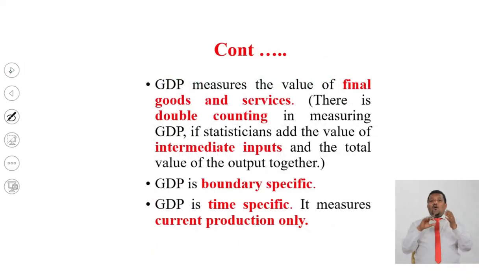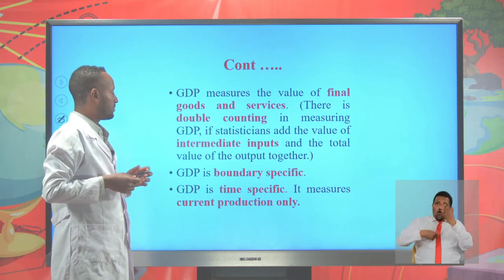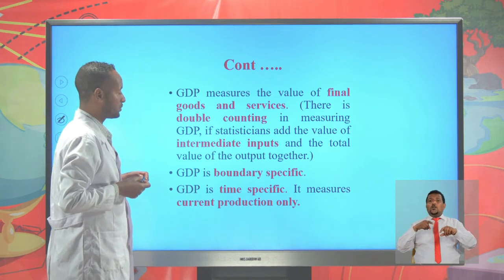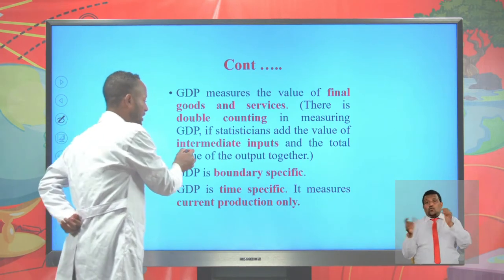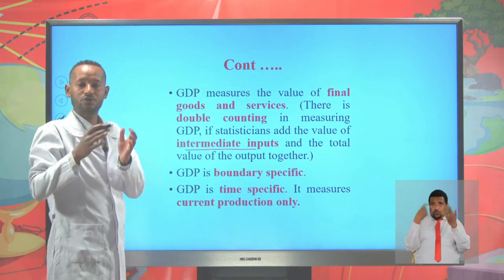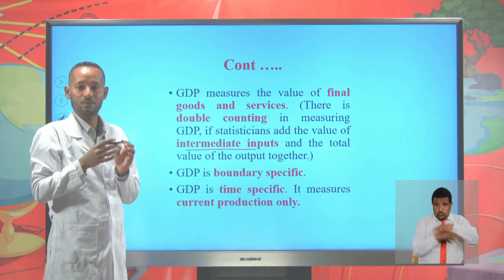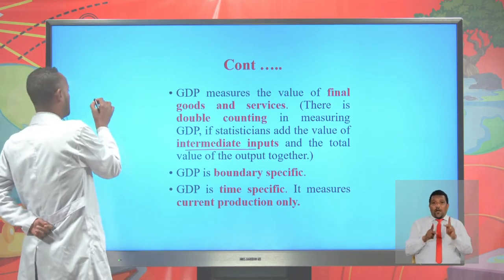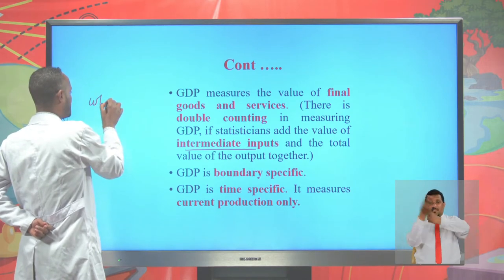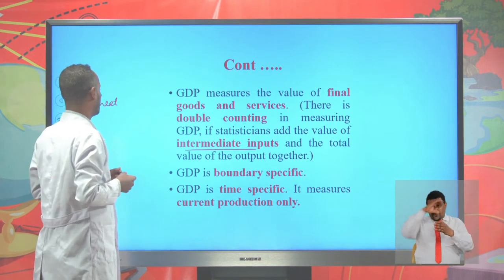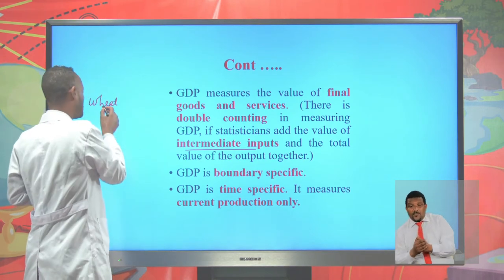From the definition, GDP measures the value of final goods and services. There is double counting in measuring GDP if statisticians add the value of intermediate inputs and the value of the output together. Intermediate inputs are those inputs which are output by themselves, but which can be used to produce another output. For example, the farmer produces the output wheat using the inputs fertilizer, land, labor, and the like. So the wheat is the output.